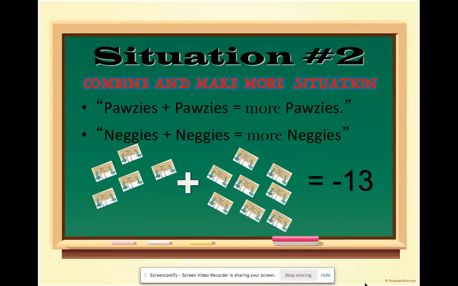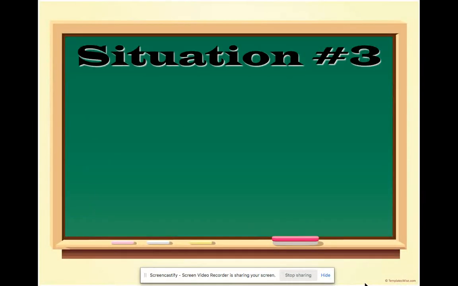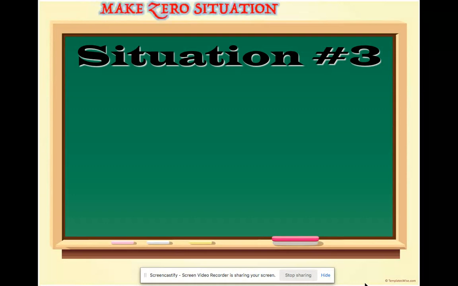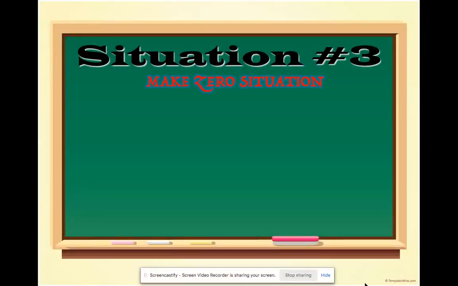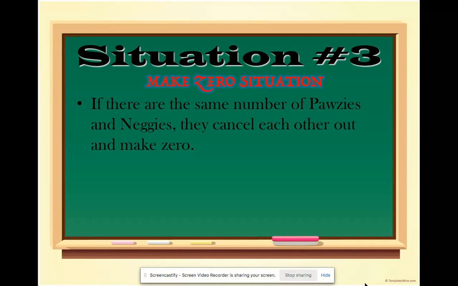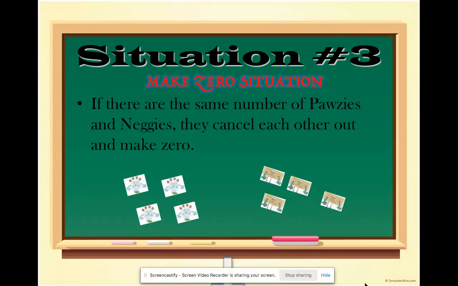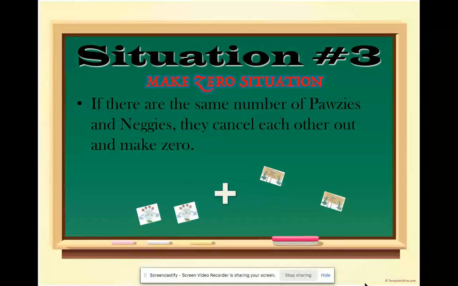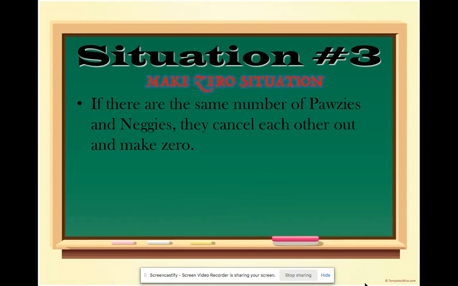Okay? You got to remember the first two situations. And then the last one, it doesn't happen very often. It doesn't occur very often. Aaron, do you remember it? You bet. The make zero situation, very good. And this occurs once in a while. It only occurs when they have the exact same number of Pawzies and Neggies, right? Exact same time. So I have 4 Pawzies, 4 Neggies, and what happens to them? They all cancel out and they make 0. You like that animation? It took me years to figure that out.